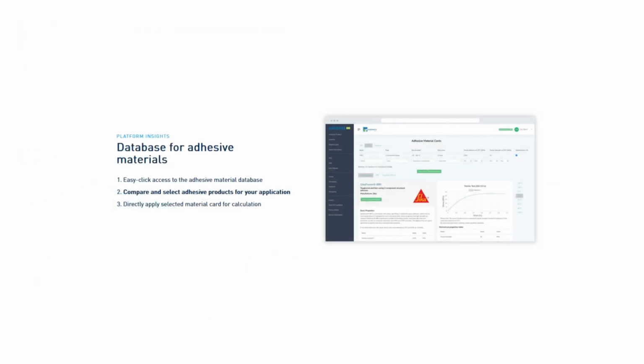In the material cards section, you can look up the most important engineering properties of adhesive products from renowned manufacturers like Sika to help you select the best suited adhesive for your application. In the end, we'll also take a quick look into the platform's wiki section, where you'll find a knowledge base with the most important aspects to know about adhesive technology.